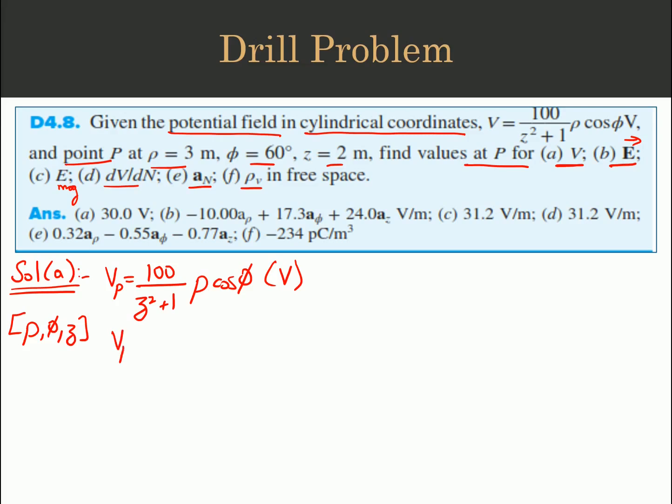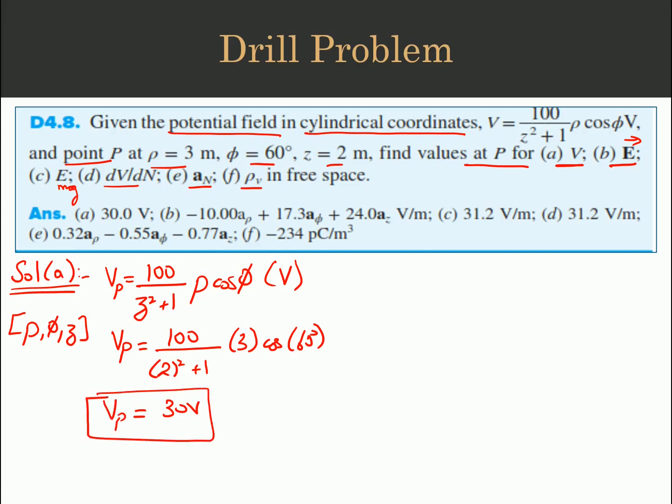So V of P comes out to be 100 divided by z squared plus 1, with z as 2, rho is 3, cos of phi is 60 degrees. So once you solve this, you get the value of 30 volts. So this is the potential at point P for the cylindrical coordinate system, and this is what we are getting as an answer as well.